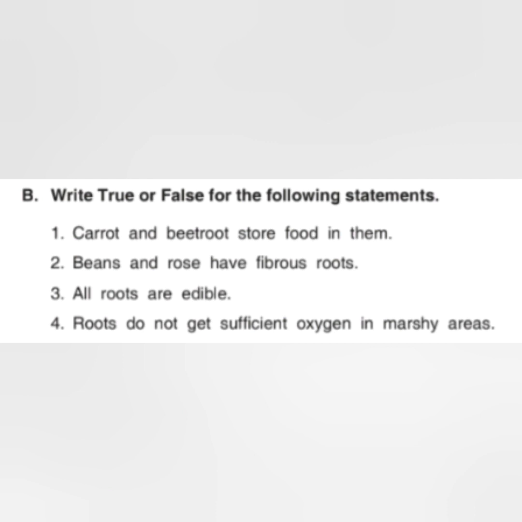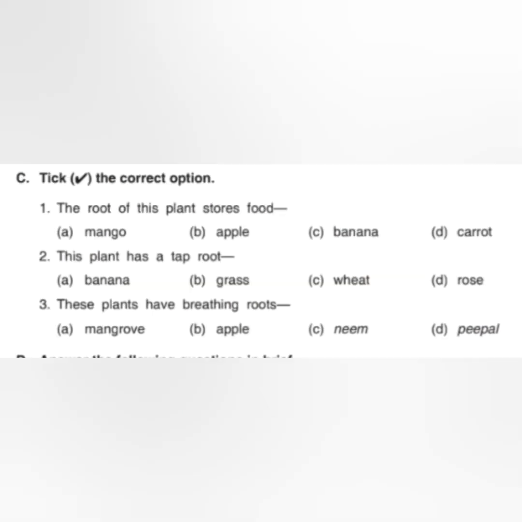Next is roots do not get sufficient oxygen in marshy areas. Yes, roots do not get sufficient oxygen in marshy areas. It is true. Now we will tick the correct option. 4 options are given, out of which one is correct. First is the root of this plant stores food. Mango, apple, banana, carrot. The right answer is carrot.